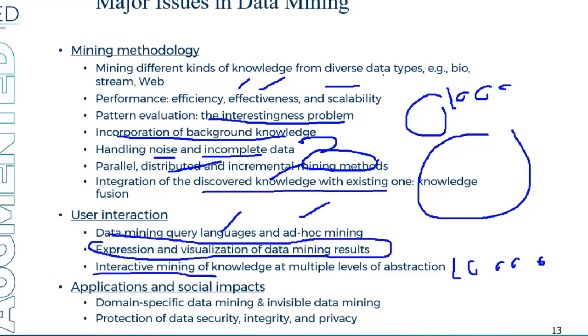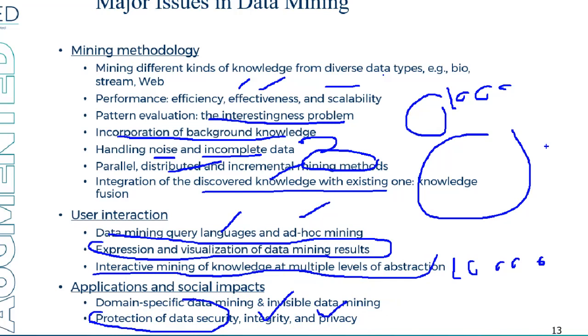Interactive mining of knowledge at multiple levels of abstraction, and application and social impacts. Domain-specific data mining, invisible data mining. For example, for domain-specific, in different domains we have to apply data mining differently. For example, we deal with the healthcare domain and the marketing domain differently. As well as invisible data mining, some invisible patterns are also there, and domain-to-domain interaction will be there. And protection of data security: when analyzing, we have to ensure the security of the data, integrity of the data, and privacy of the data. Sometimes they get violated. So these are known as the major issues of data mining.